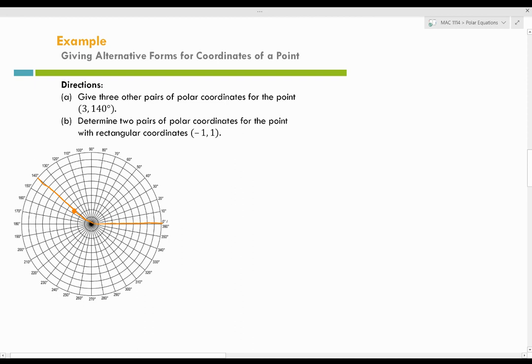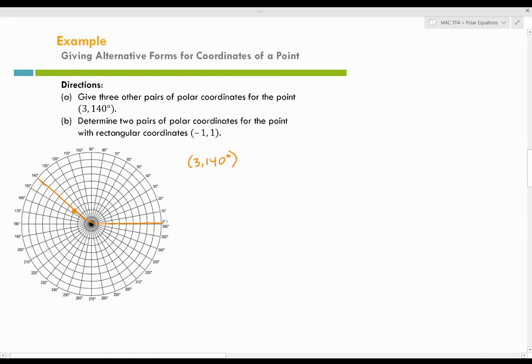Now, when they're asking us to find 3 other pairs of polar coordinates, you can think about this like a GPS system. Typically when you plug in an address, your GPS gives you the most efficient, quickest, fastest way to get there. In terms of our polar system, this point, (3, 140 degrees), is the quickest way to get here, but it's not the only way. So if I want to look for some other ways that could get me there, our original point was (3, 140).